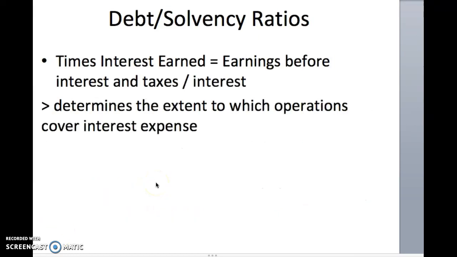Next is the times interest earned. Remember, if you are borrowing money, then you have interest along with it. This pertains to the interest expense, this denominator here. What you want to check in this ratio is if you can actually cover for your interest expense given your earnings before interest and taxes. So what you do here is just divide EBIT by interest expense. And the label here is times, the higher the better.